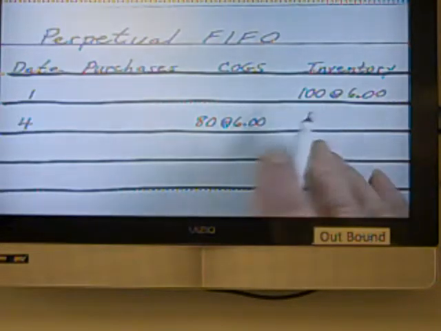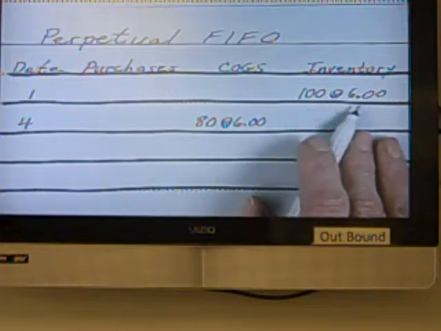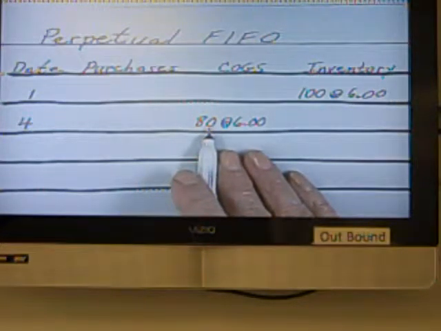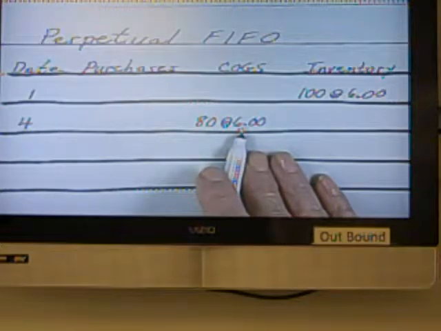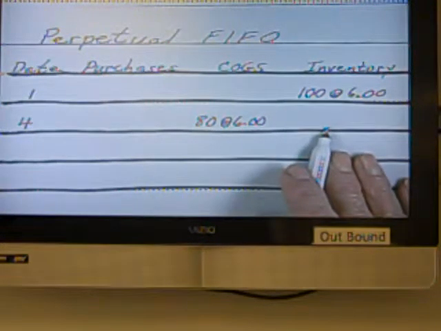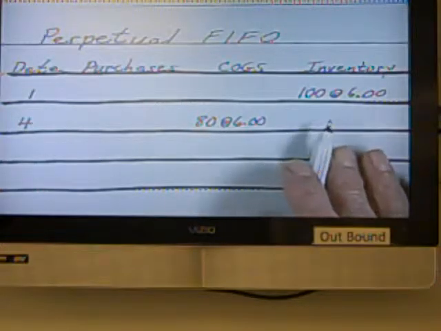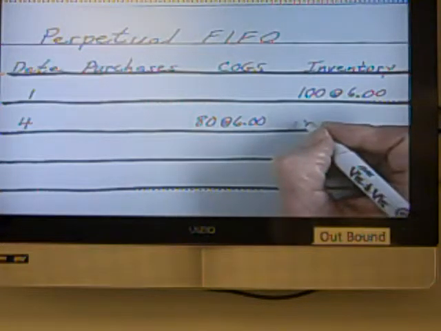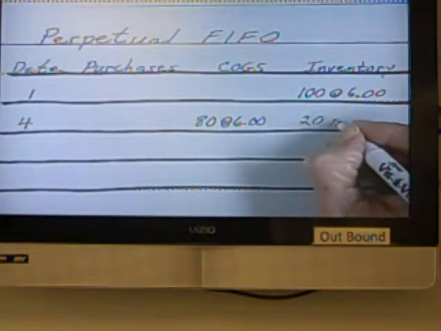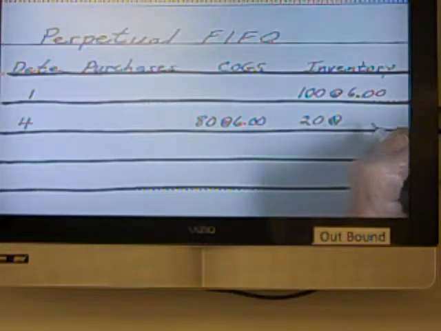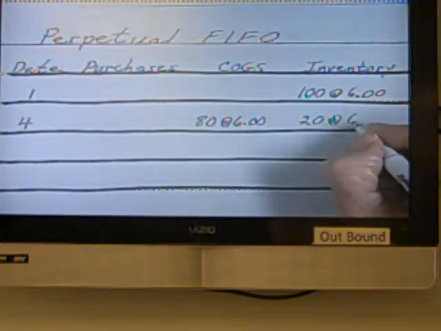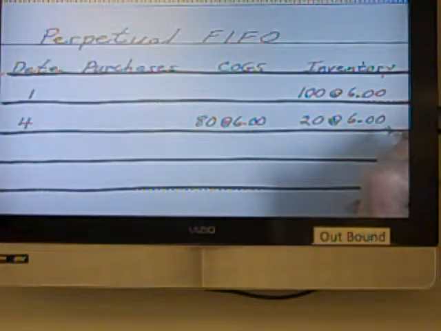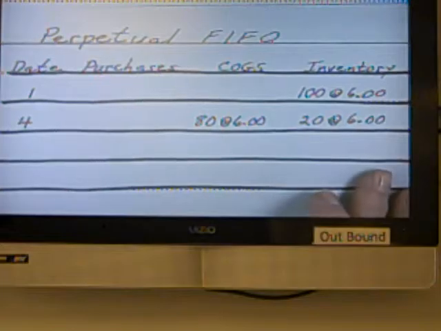So our cost of goods sold would be 80 units at $6 per unit. If we had 100 units that cost us $6 apiece, and we sold 80 units at a cost of $6, what would be left in ending inventory? Well, if we had 100, we sold 80. What we have left then is 20. And those 20 units left in ending inventory would have a unit cost of $6 each. So that's 20 at $6. That's what's left in ending inventory.